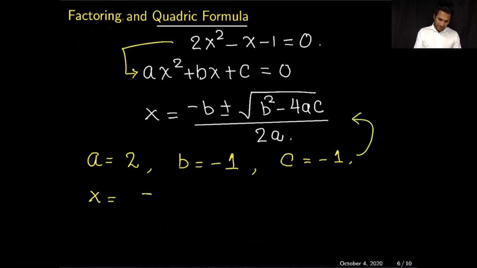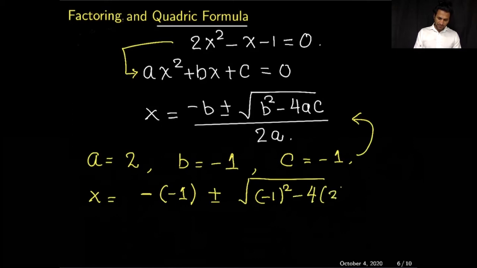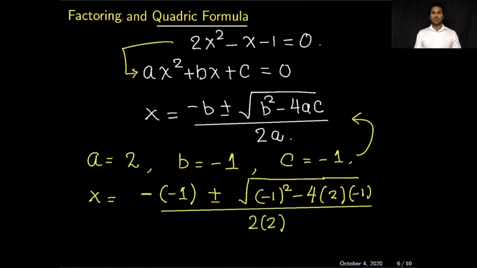So here you can see there is a negative sign, and then b is a negative 1. So minus negative 1 plus or minus the radical of b squared, which is negative 1 squared, minus 4 times a, which is our 2, times b, which is our negative 1, and this is divided by 2a, and in this case our a is 2. So this is our quadratic formula when I fill in the values of a, b, and c.